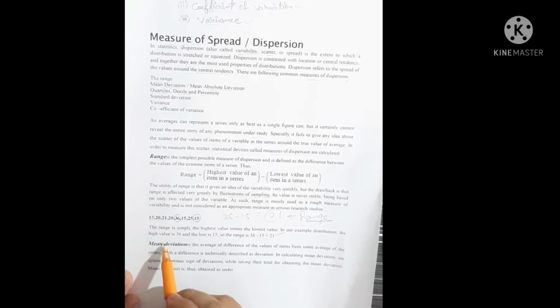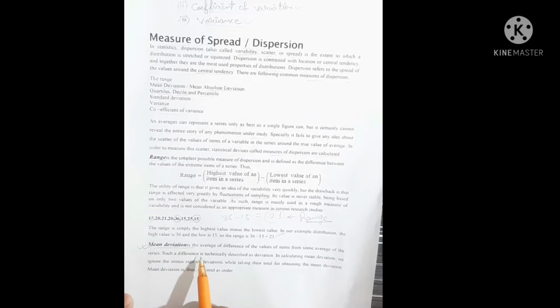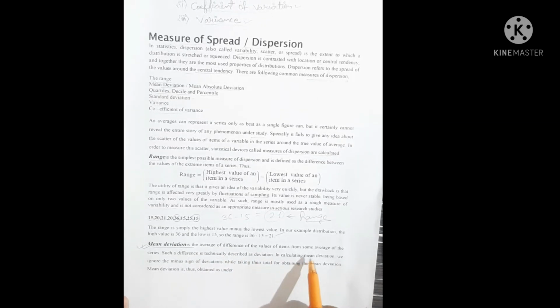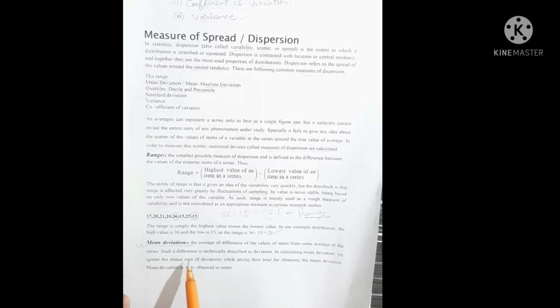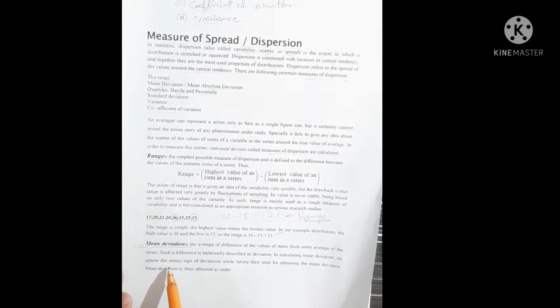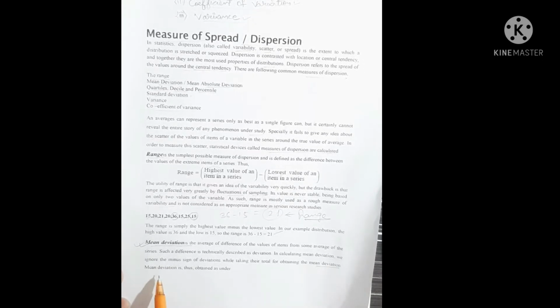Now we will see what is mean deviation here. Mean deviation is the average of the differences of the values of items from some average of the series. Sometimes such a difference is technically described as deviation. In calculating mean deviation, we ignore the minus sign of deviations while taking their total for obtaining the mean deviation. So mean deviation is obtained as under.